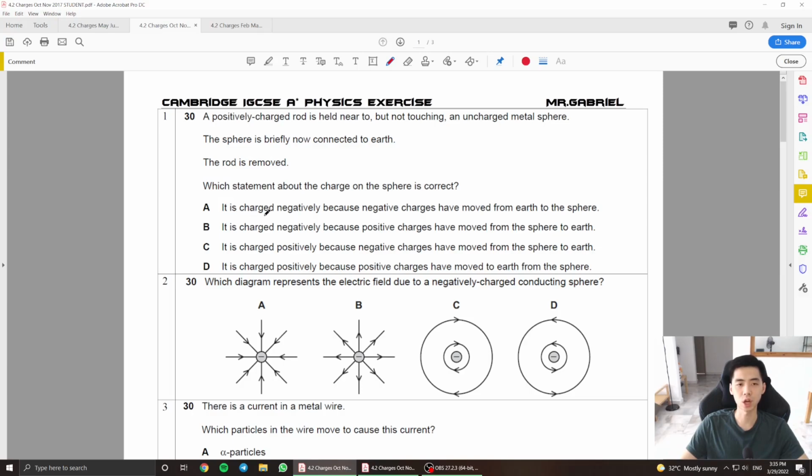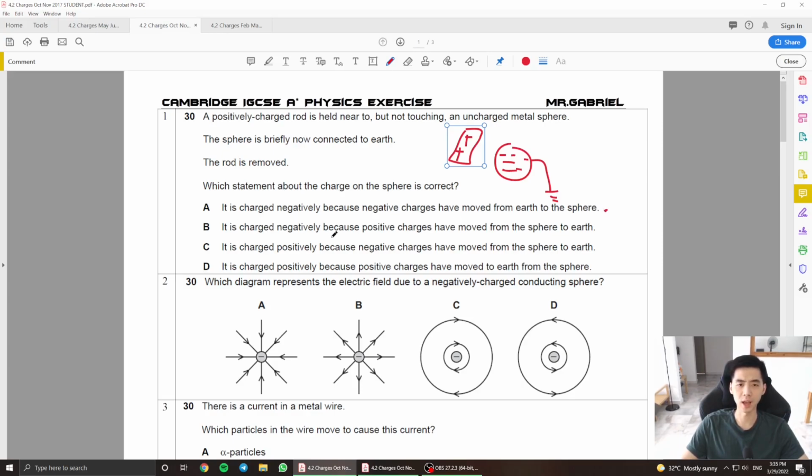It is charged negatively because the negative charges have moved from the earth to the sphere. This is possible. Basically, you have a positively charged rod, and a sphere that is connected to an earth wire briefly, right? So briefly, maybe it was removed first before the positive charged rod. So this could be possible.